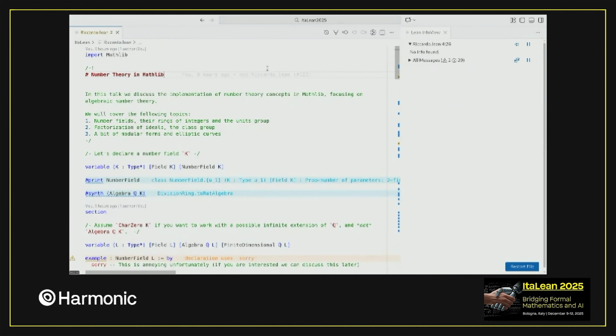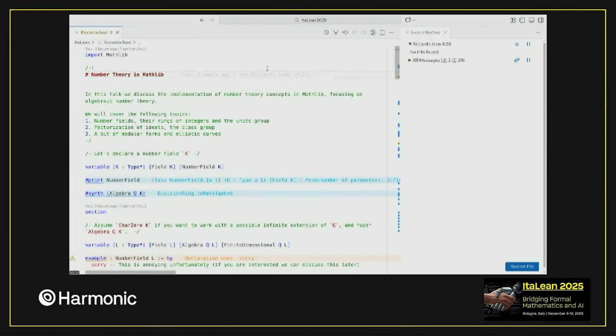Okay, so we will focus on algebraic number theory, just because this is the part of the library that I know better. There is also, of course, analytic number theory. In my opinion, the library is a little bit more developed in algebraic number theory, but hopefully in a couple of months, we will also have a good library in analytic number theory. Okay, so let's start with something serious.